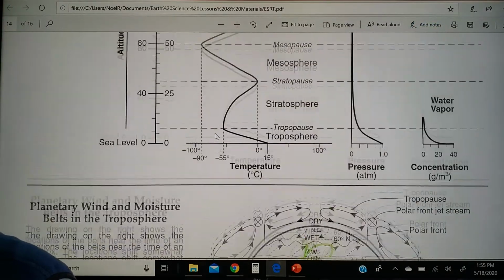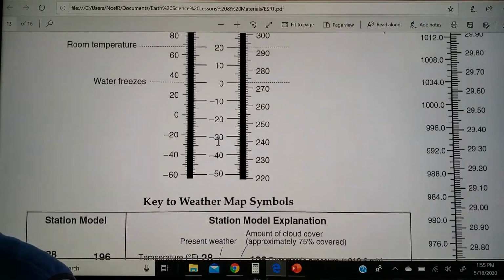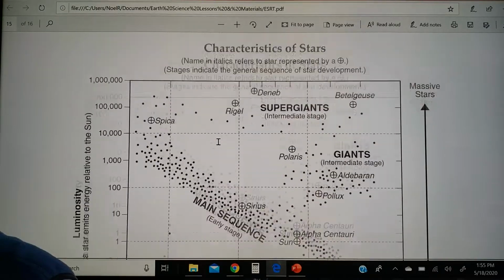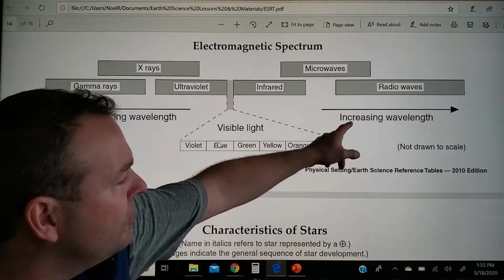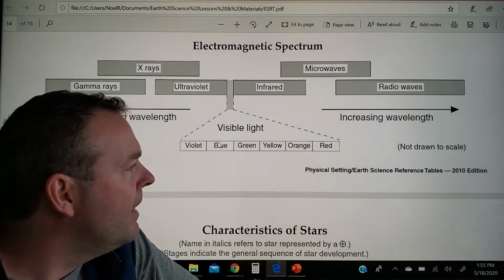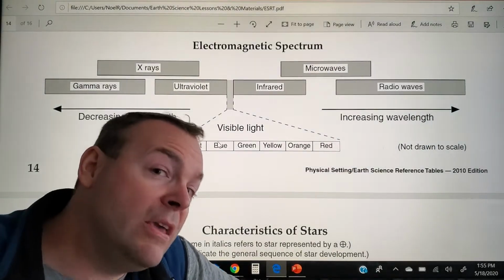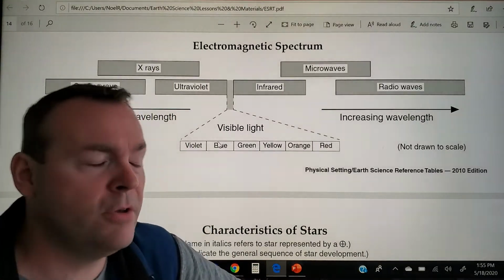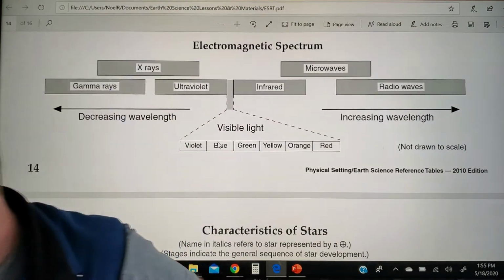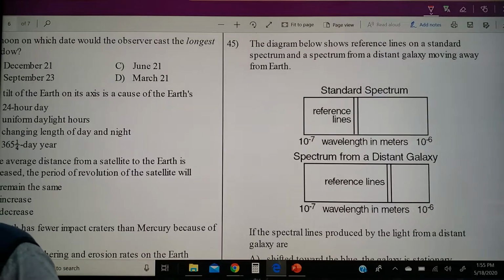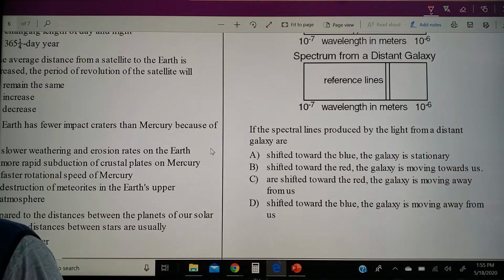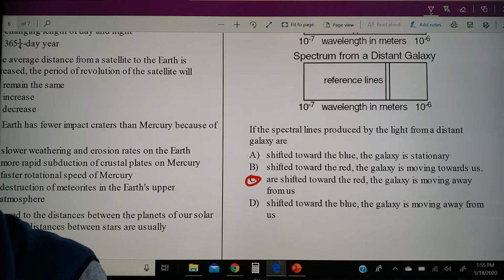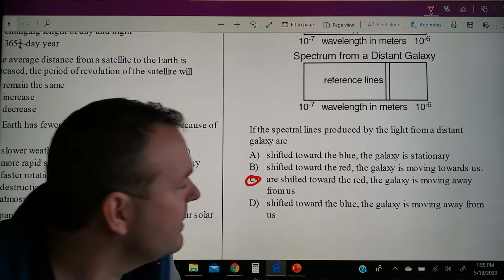And the chart you're looking for is right here. Right, so you're shifting toward that red, toward an increasing wavelength. If that's the case, then it must be moving away from you. Things are getting further apart, and that's your red shift. All right, so shifting toward the red, the galaxy is moving away from you right there. All right, hope that made sense to you.